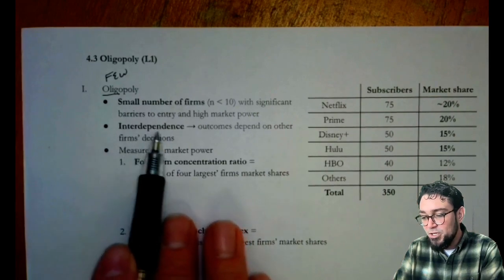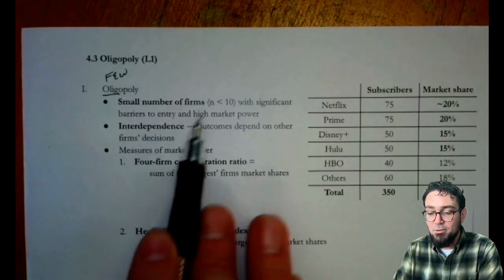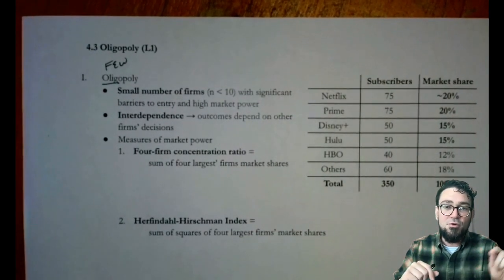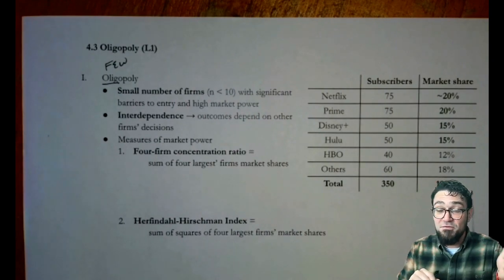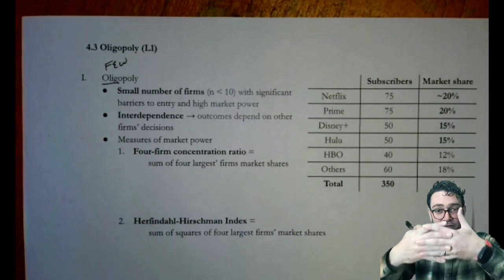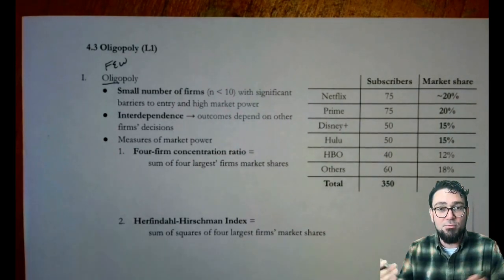Now, as a result, we call this interdependence, right? And that's an outgrowth of having a small number of firms. Interdependence means that the outcome and the decisions of one firm can affect the outcomes and the decisions of the other firms, that they are interdependent. They depend on one another.